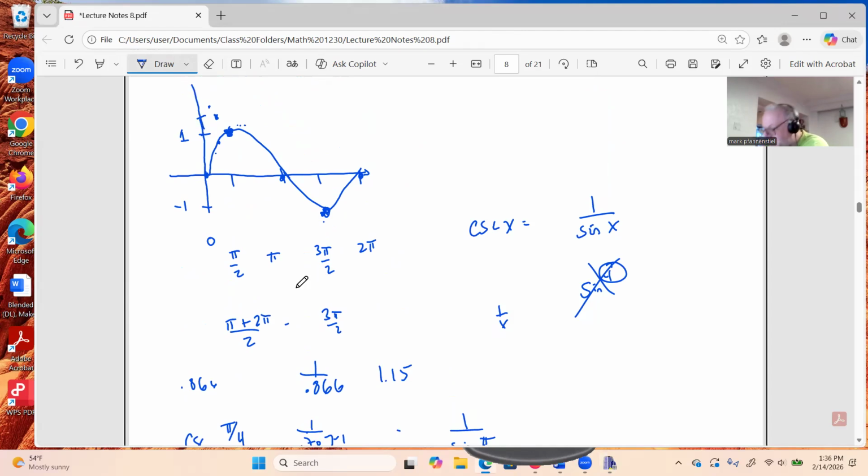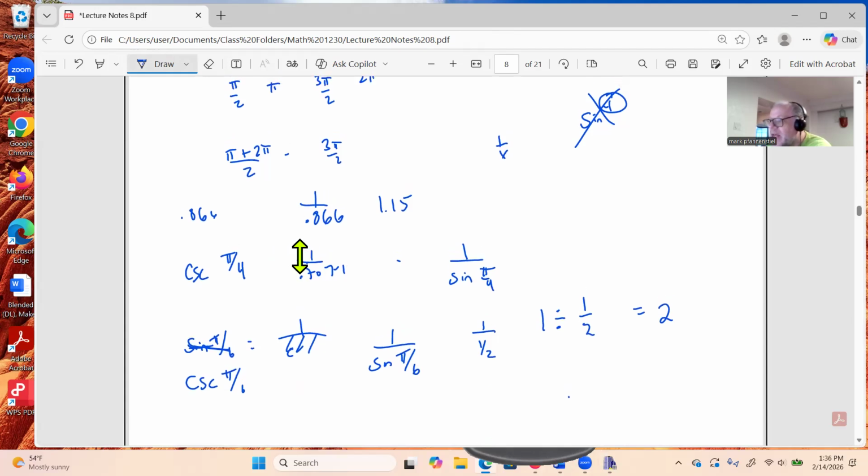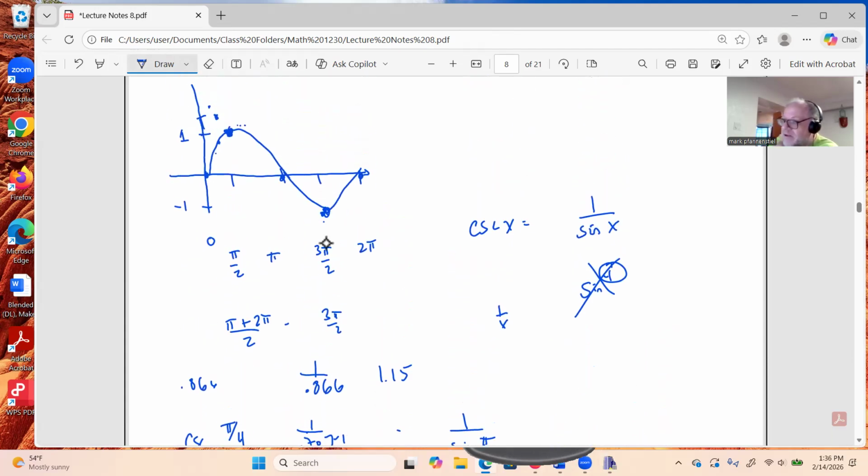When I get to pi over 6, I want the cosecant of pi over 6. That's 1 over the sine of pi over 6. Well, this one I can do. I don't need a calculator for this one because the sine of pi over 6 is 1 over 2. So 1 divided by 1/2 is equal to 2. So it gets even bigger. So we're here. You can see kind of what's going on here.